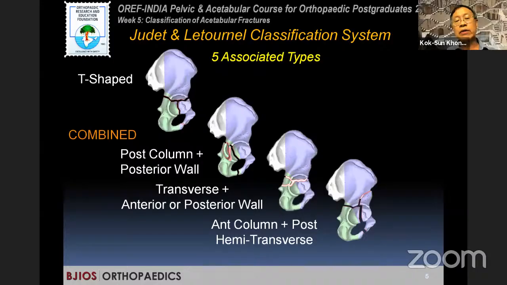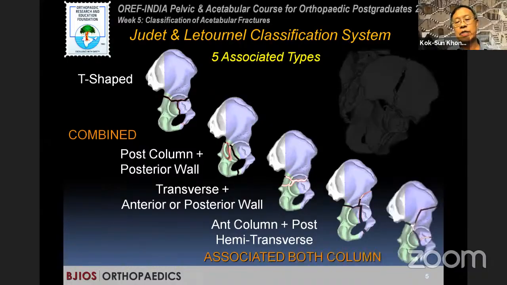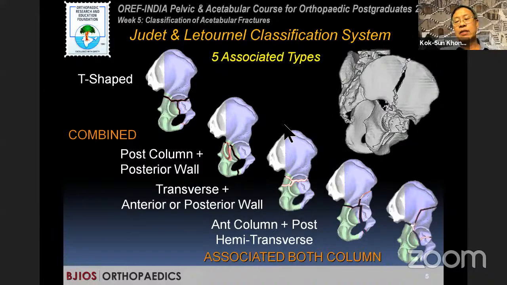Then you have the anterior column and posterior hemi-transverse, which is essentially an anterior column with a T going into the back of the posterior column. So you form a reverse T as opposed to the T shape. And finally, the 5th one of Judet and Letournel is the associated both column, where the fracture divides the ischial buttress, the anterior column, and the posterior column. So there's that in which no part of the acetabulum is directly connected to the SI joint.